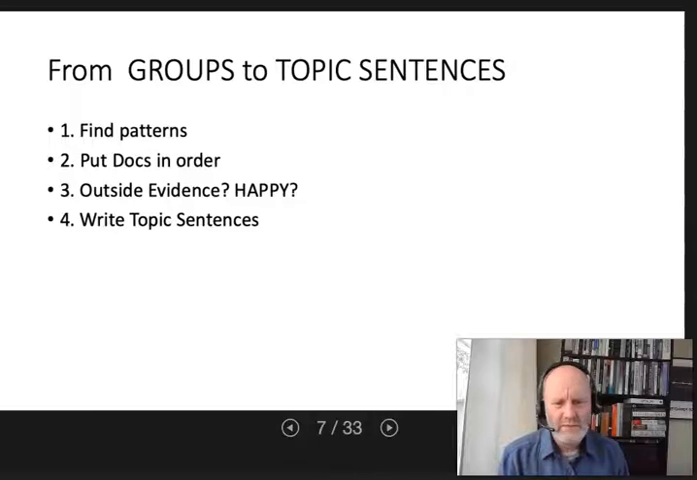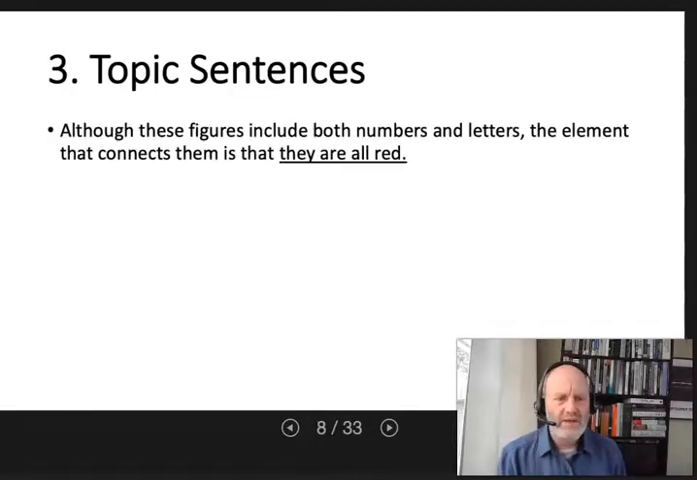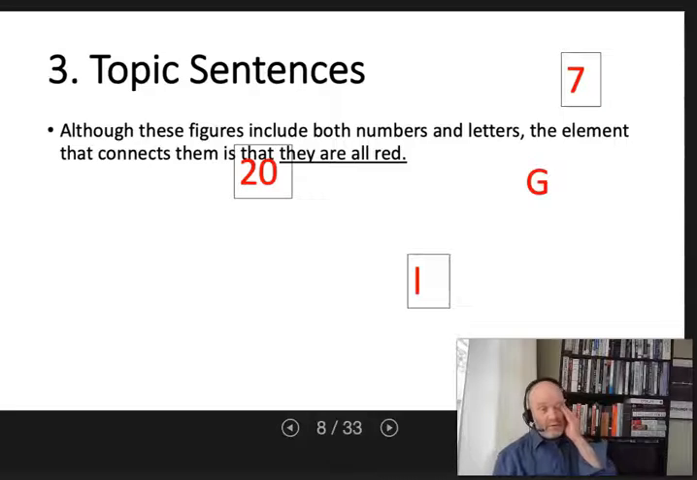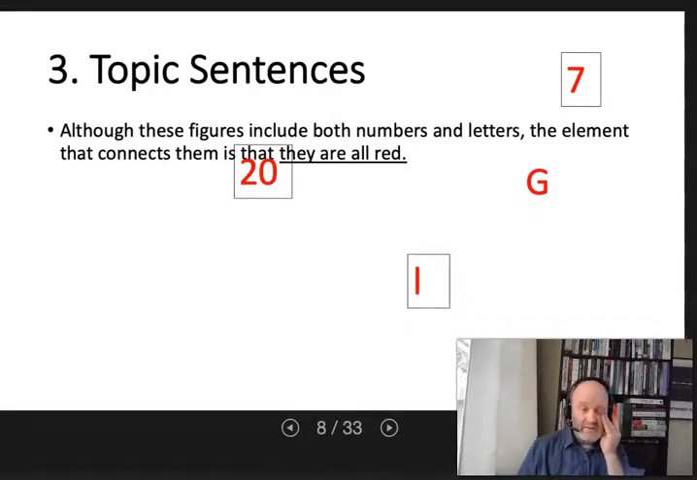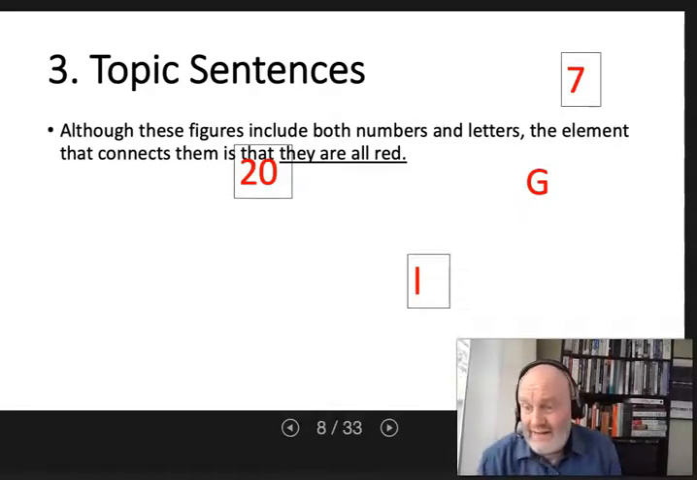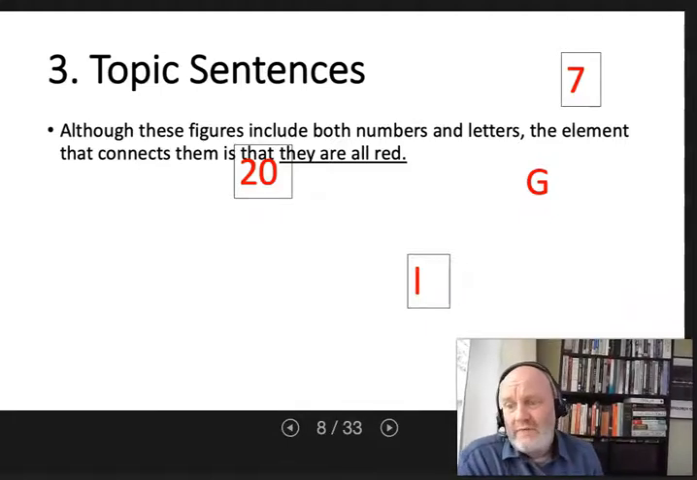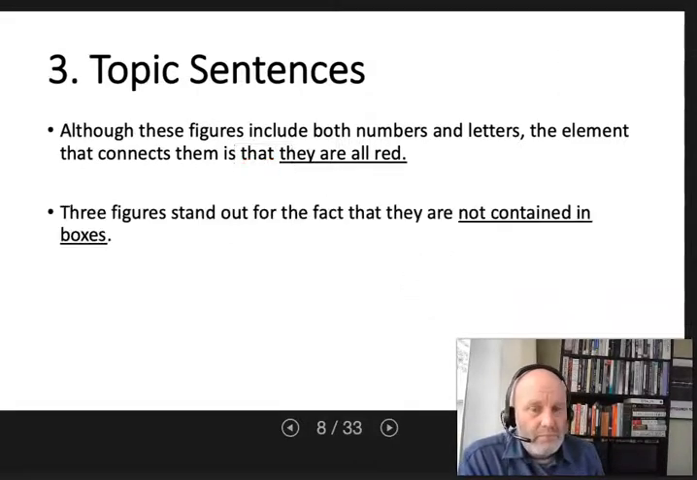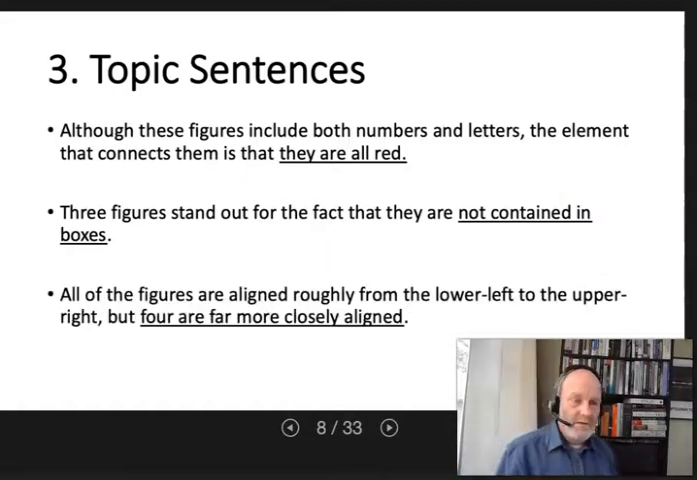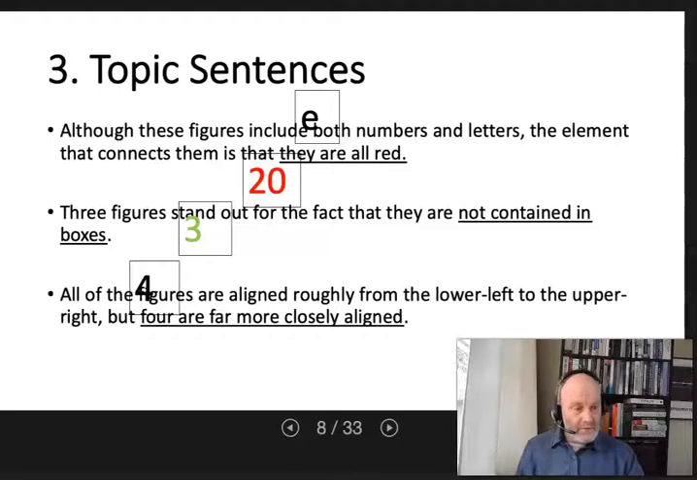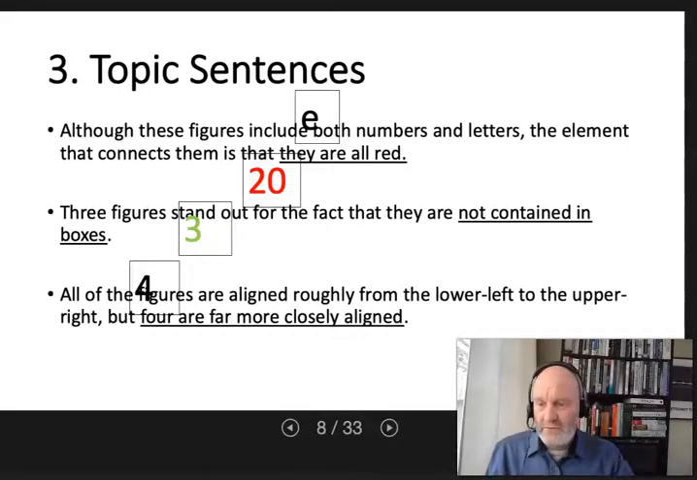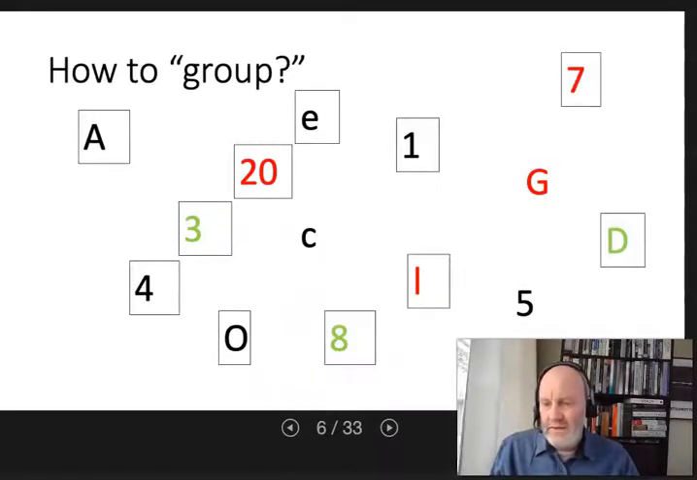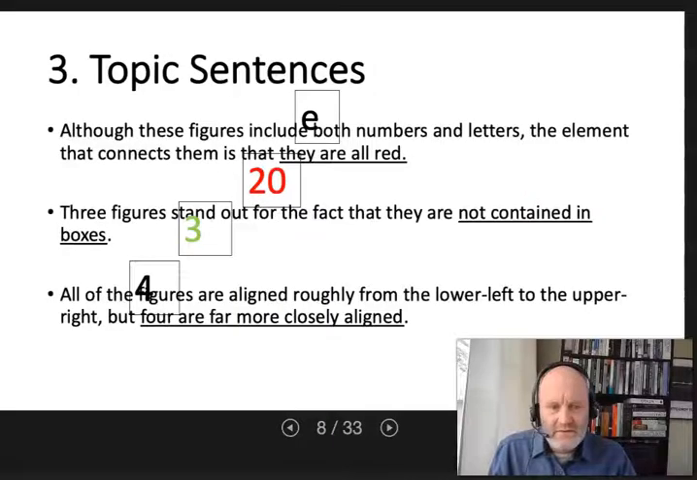What is this? We don't need this slide. This slide is nonsense. Topic sentences. So here, although these figures include both numbers and letters, the element that connects them is that they're all red. So even that dumb sentence has nuance. I've acknowledged a kind of counter argument, that there are numbers, they're different, but they're also the same. These figures stand out for the fact that they are not contained in boxes. Fine. All of the figures are aligned roughly from lower left to upper right, blah, blah, blah. These are more closely aligned. So when you go back and look at this, you see that any one of these arguments is fine, right?